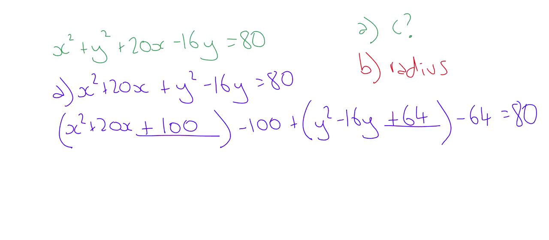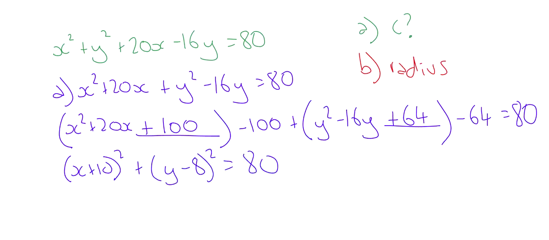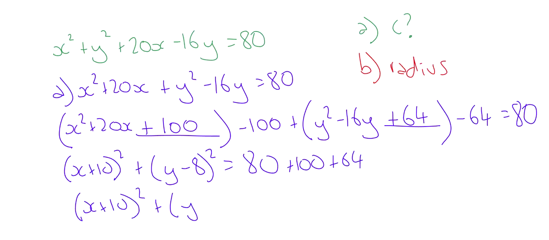So now I have two perfect squares. Now this looks like x plus 10 squared. And this looks like y minus 8 squared. I've still got 80 over here. I'm now going to bring this 100 over. I'm going to bring this 64 over as well. So now I have x plus 10 squared plus y minus 8 squared equals 244. A big number, yes. All right.